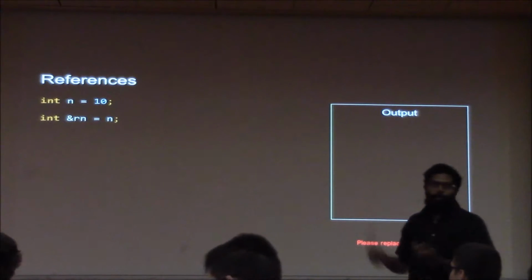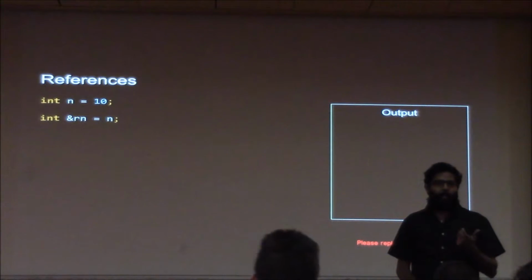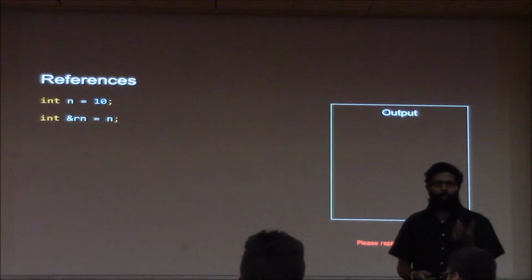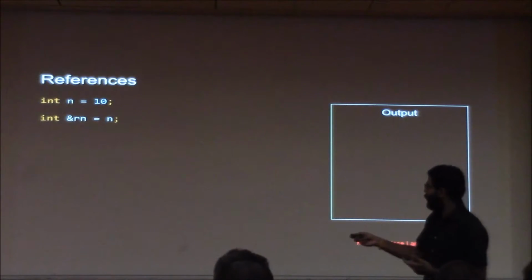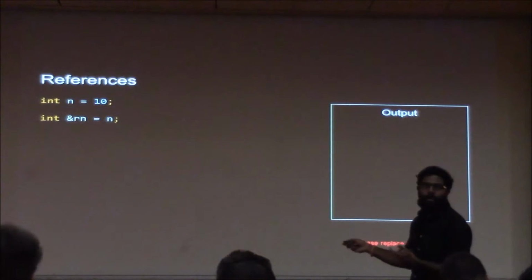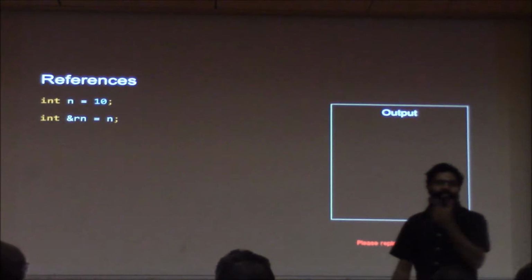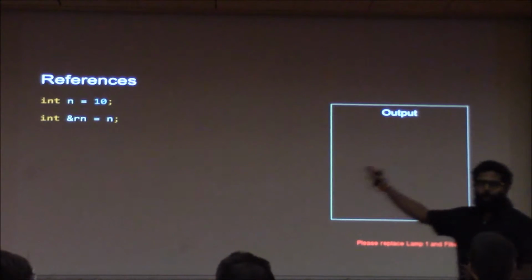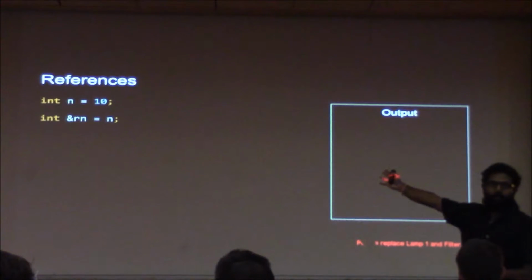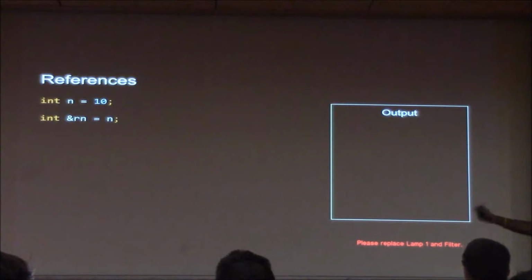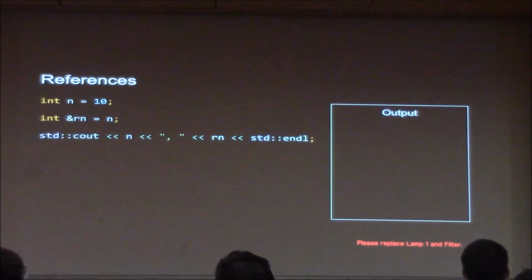And how do we say that this is a special type of variable, that this is not a normal variable but a reference? This is using this particular symbol. Using this ampersand symbol, we just say that this is actually a reference. Rn is a reference to another variable called n. Simple until now, okay.